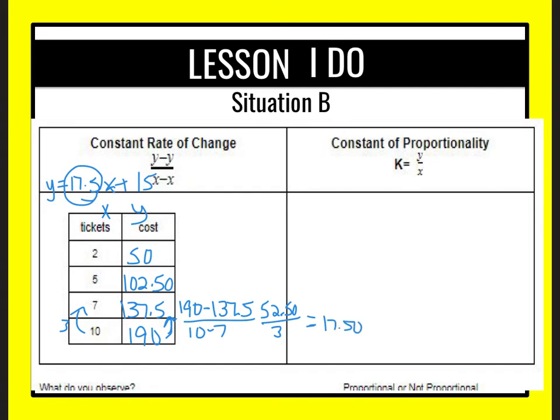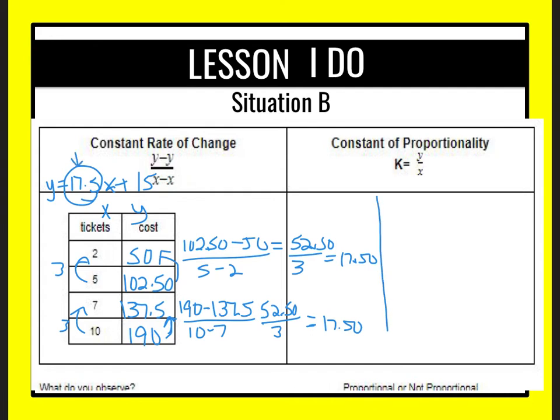Let's go ahead and take another set of ordered pairs. If I take $102.50 and I subtract $50, that's going to give me $52.50. And if I take 5 minus 2, I have to divide that by 3. Once again, I end up with a constant rate of change. So I'm still getting that same rate because that's what I'm paying per ticket.